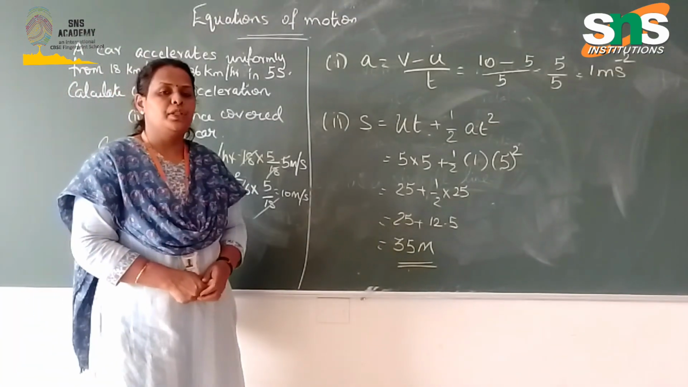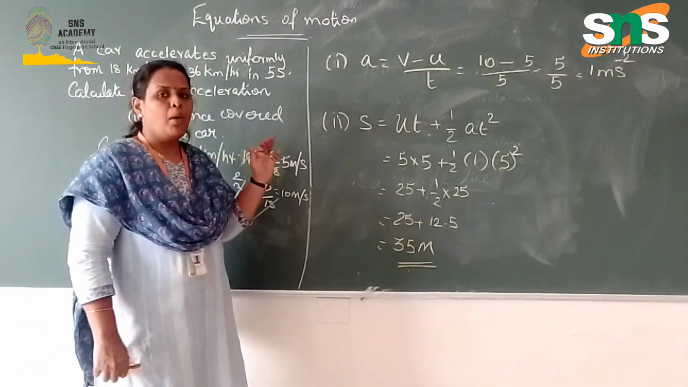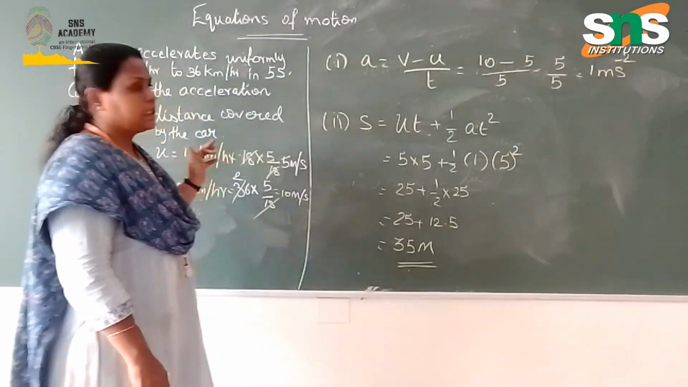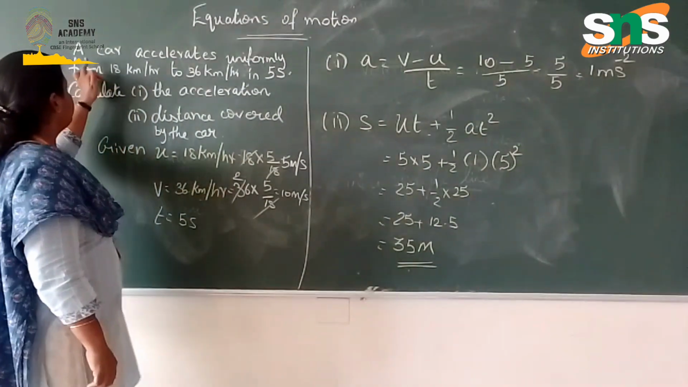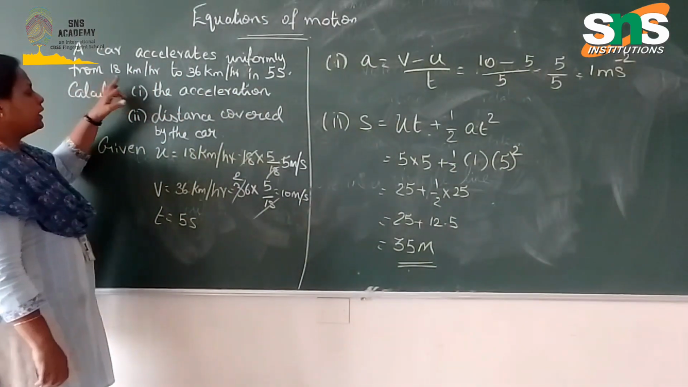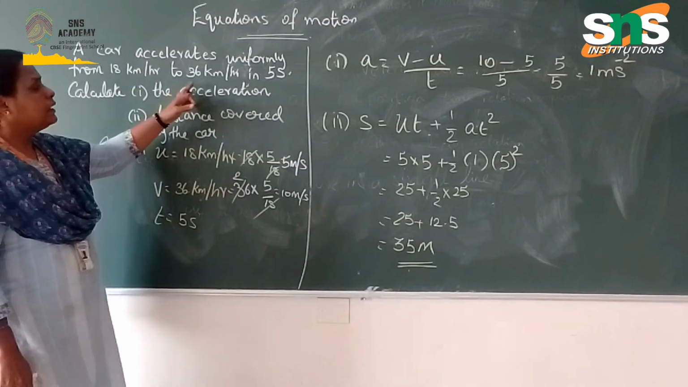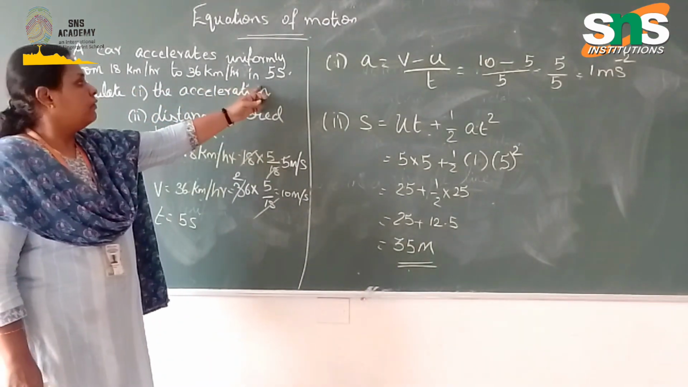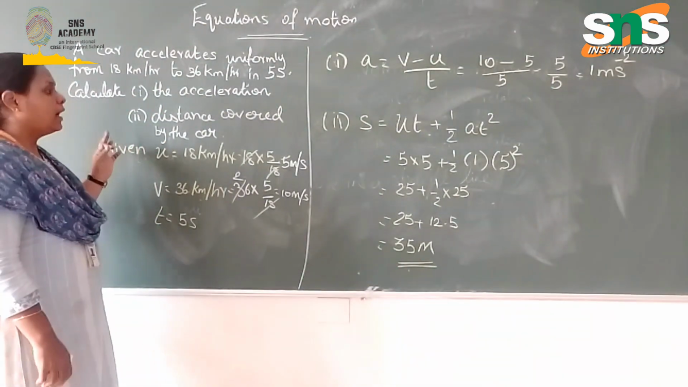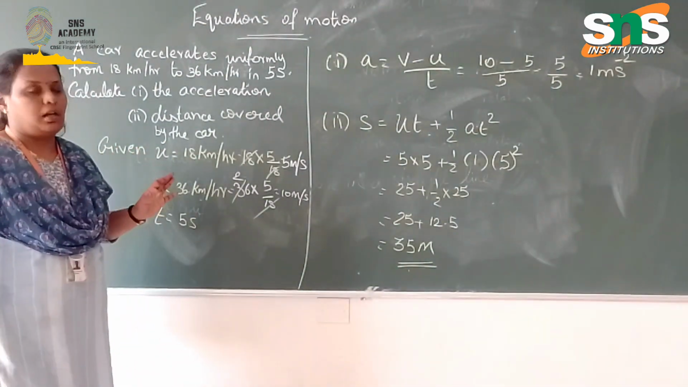Now we are going to discuss a problem related to equations of motion. So let's see the problem given. A car accelerates uniformly from 18 km per hour to 36 km per hour in 5 seconds. You have to calculate the acceleration and the distance covered by the car.